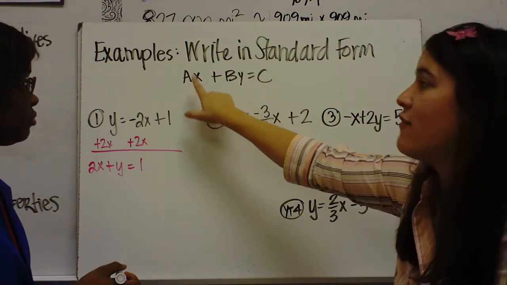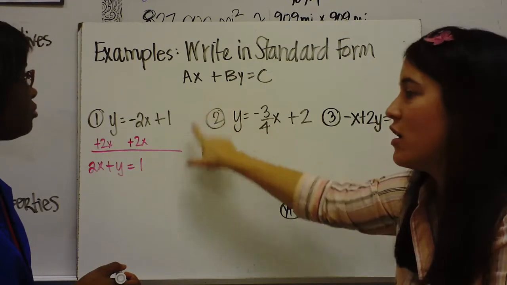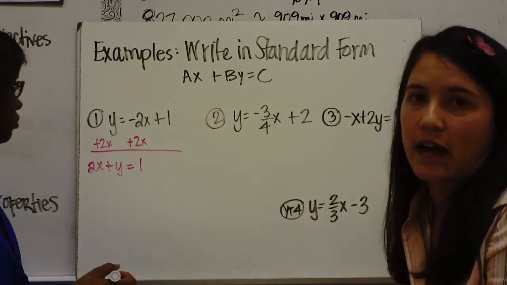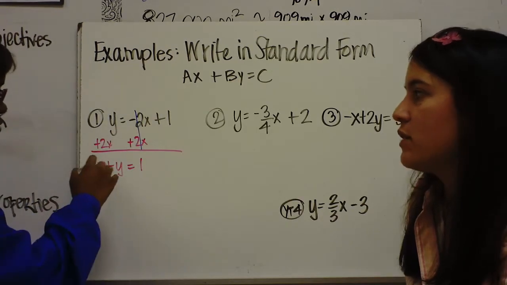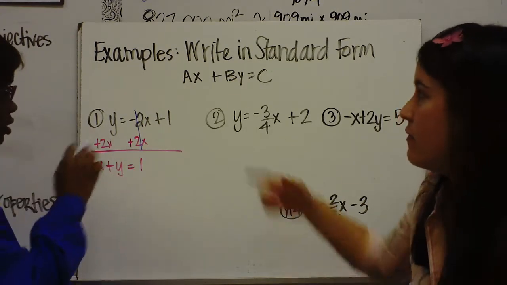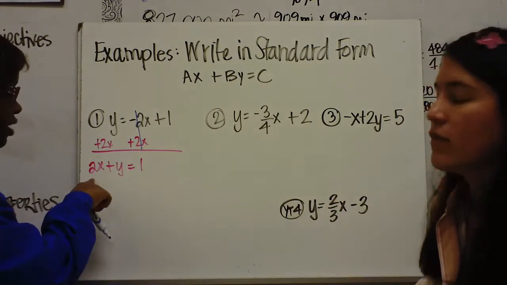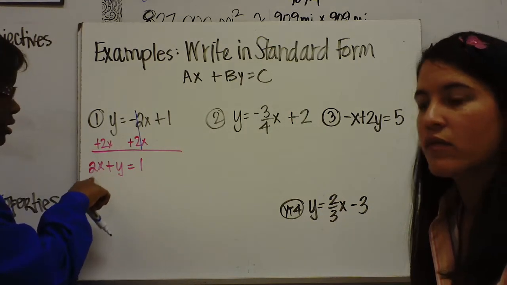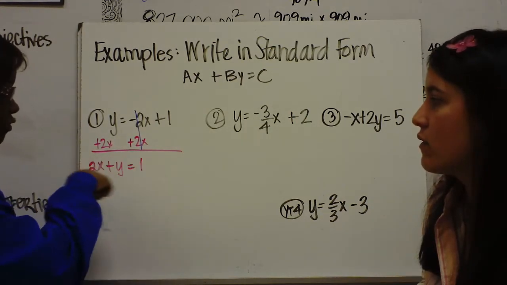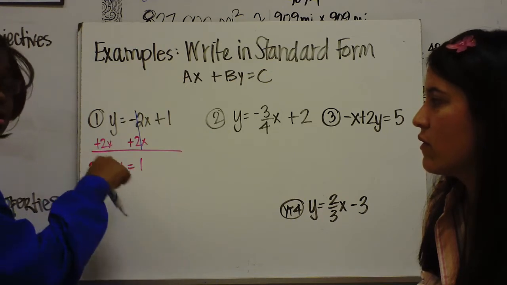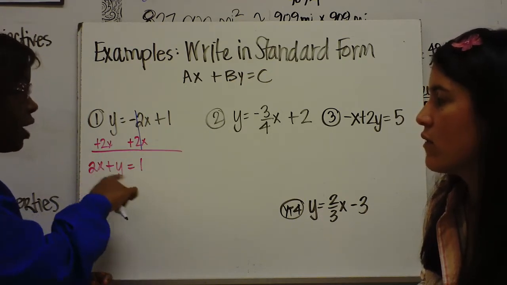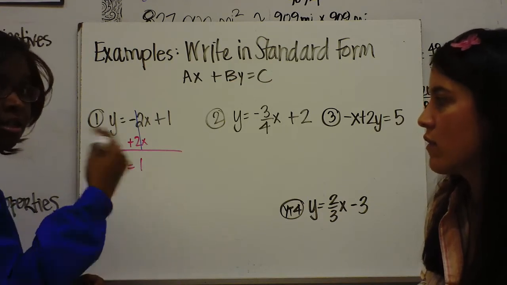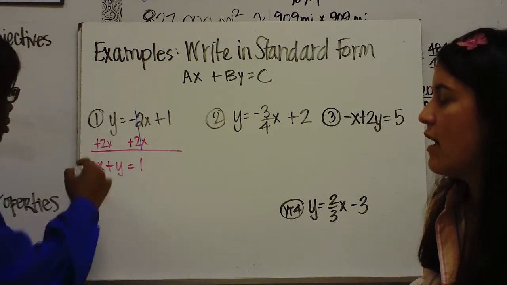So that means we need to have the ax value first. So we add 2x to both sides, and we rewrite it: 2x plus y equals 1. Alright, so then you need to check, is your first value, your ax, positive? There's no fractions, and you have your x and y on the same side. That's my hint to know that it's in standard form, is that x and y are now on the same side instead of it just being y equals. So this one is great.